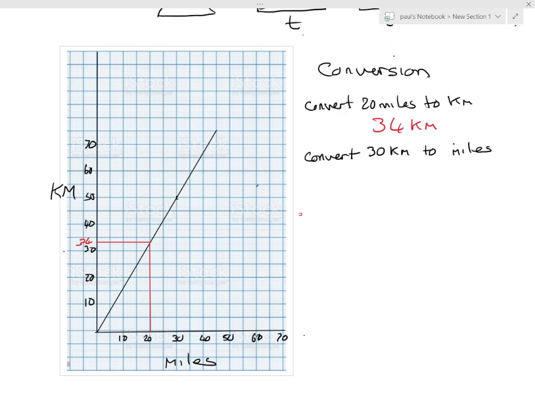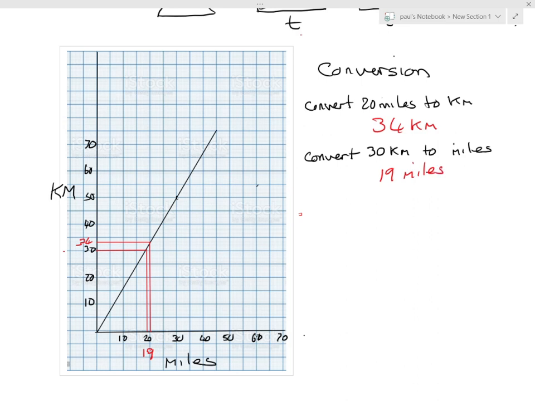And the other way, 30 kilometers to miles. It's a bit close, isn't it? So anyway, 30 kilometers. You're going the other way around now, and you go down from there, down to there, and you take a reading off of there, which looks like, I don't know, we call it 19. Yeah, so that would be 19 miles.